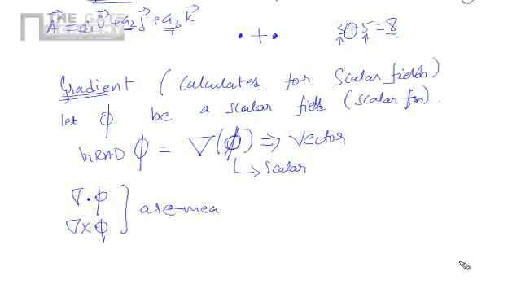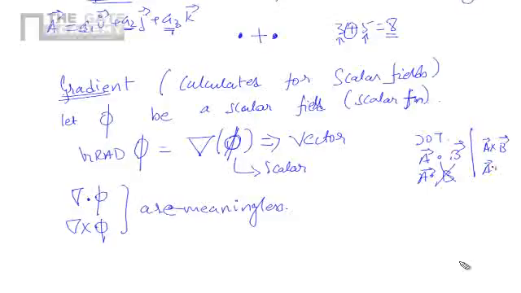Please remember these things, because whenever you take a dot product, you are allowed to take a vector dot b vector only. You cannot take a vector dot b scalar. This is wrong. Similarly, for cross product also you have only a cross b. You cannot do a cross b, which is a scalar. This is meaningless. Similarly, del is a vector. So del dot phi is a scalar. Del dot phi and del cross phi are meaningless. Only you can do del phi.